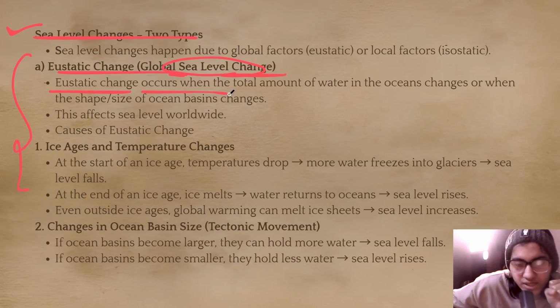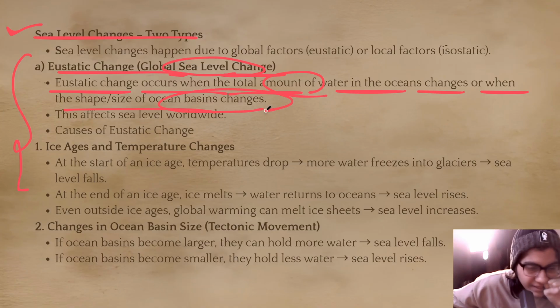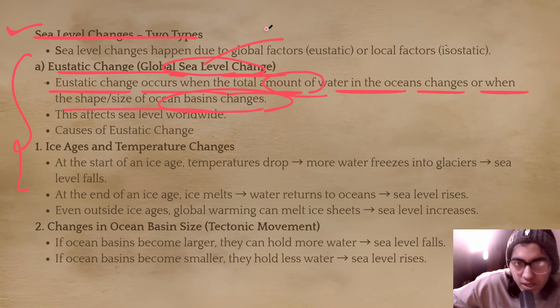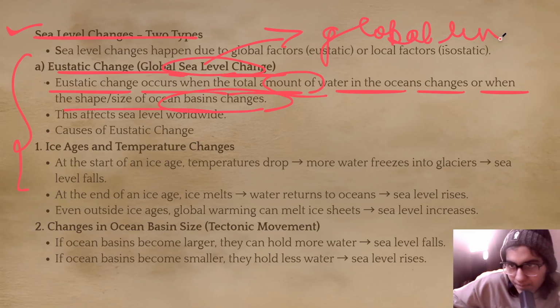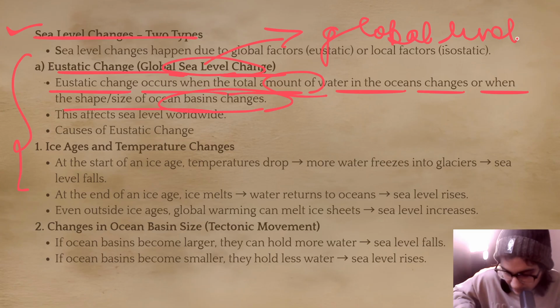Eustatic change occurs when the total amount of water in the ocean changes, or when the shape and size of ocean basins changes. So this is global. The first thing to note here is that it is a global level change. The total amount of water present in the ocean changes along with the ocean basin.